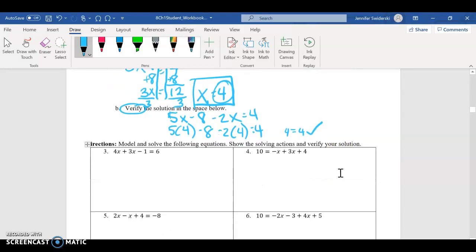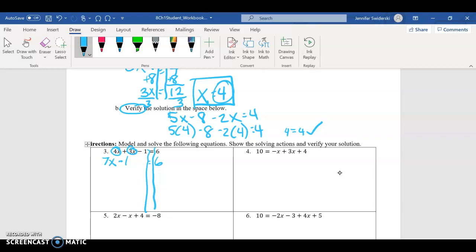We verified it. Okay, number 3 says model and solve the following equations, show the solving actions, and verify your solution. Again, I will model for you in class if you would like me to. We're going to go ahead though, and just start by solving the equation. So draw on your railroad tracks. Look on both sides. Is there anything we can combine on the left-hand side of the railroad tracks? Yes, these x's. 4x plus 3x is 7x minus 1 is equal to 6.